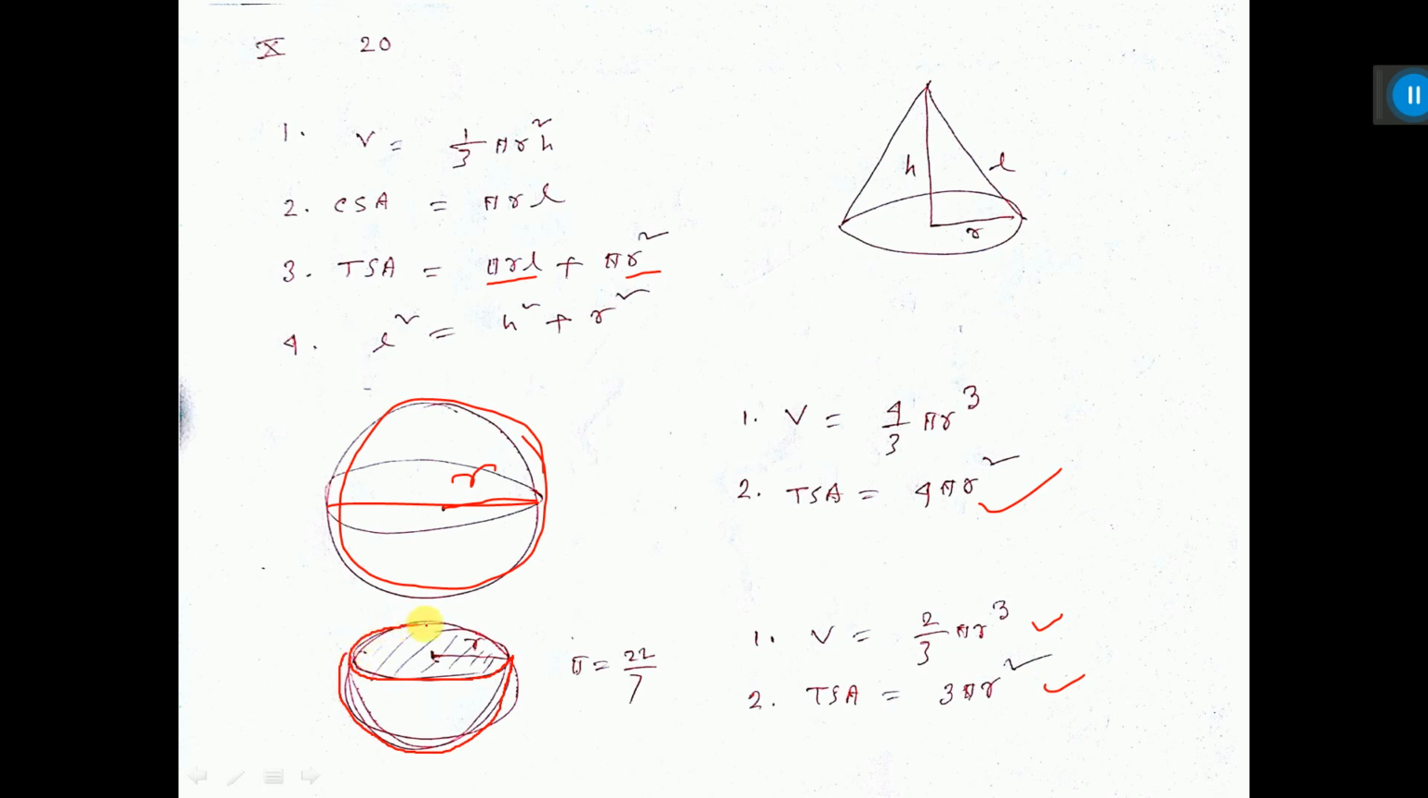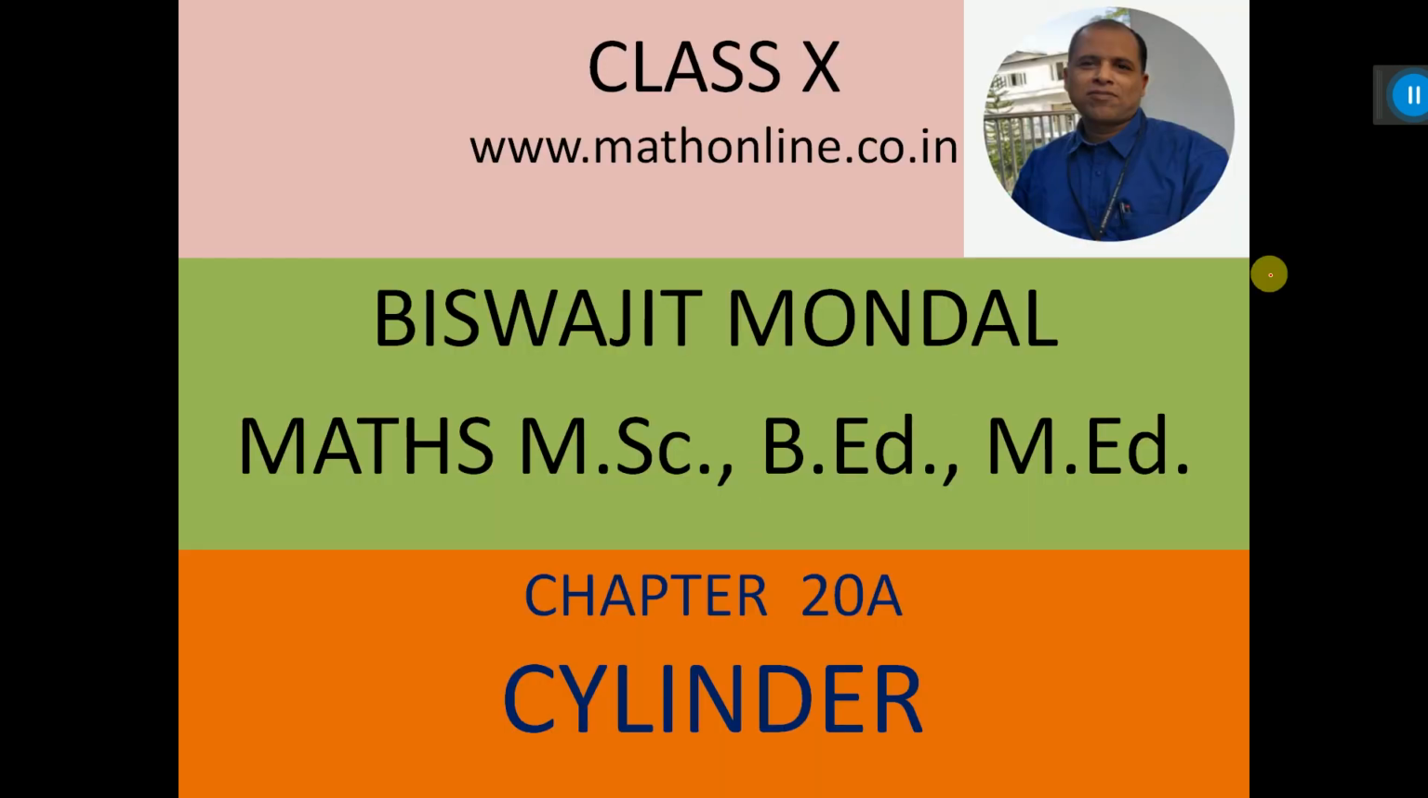But here is one circle extra. That is 2 pi r square plus pi r square, that is 3 pi r square, which is coming here. And the volume is actually half of this 4/3 pi r cube, that is 2/3 pi r cube. So that's all for this.